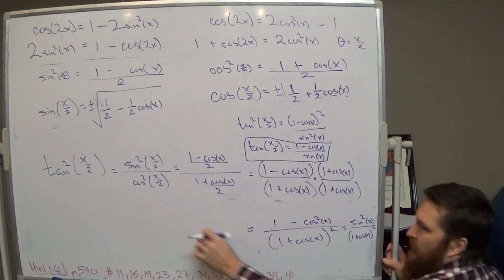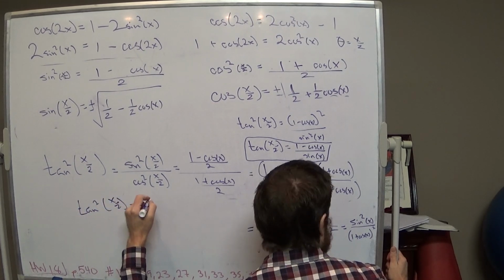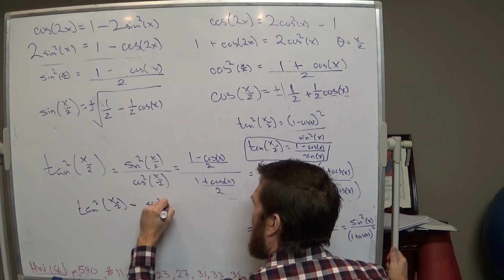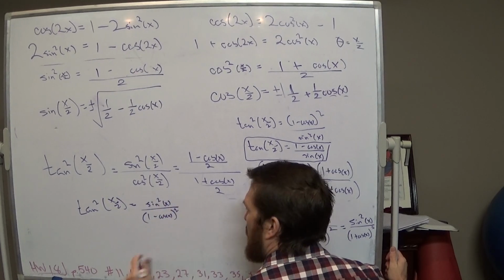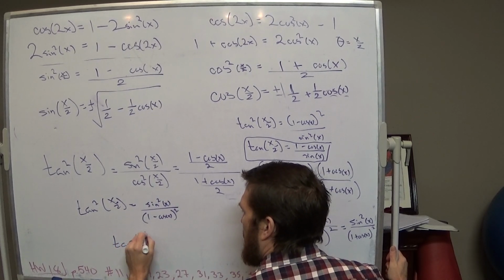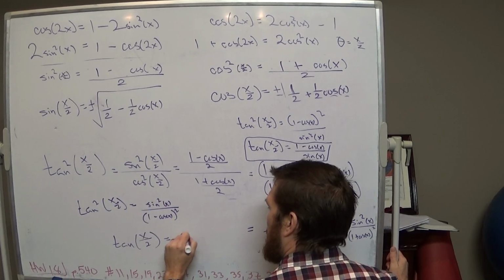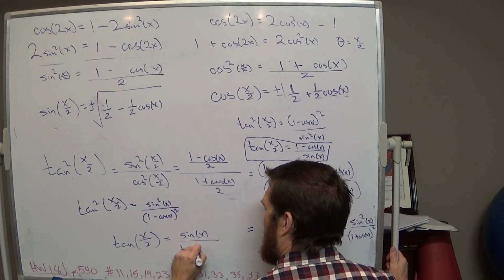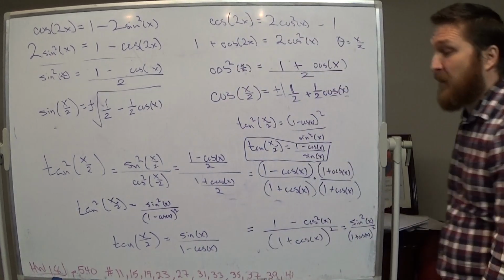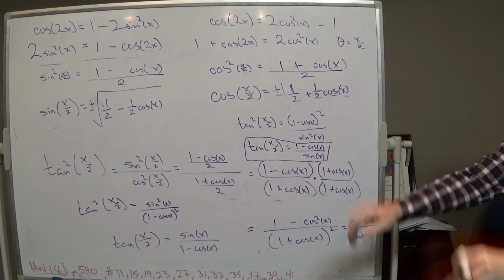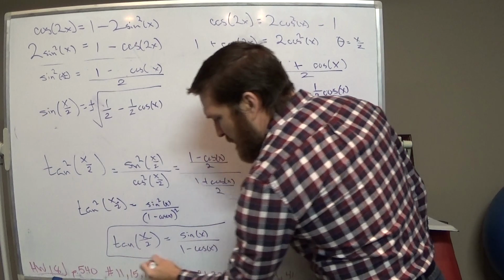Because what we have here is tan squared x over 2 is equal to sine squared x over 1 minus cosine x quantity squared. So when you take a square root of both sides, you get tan x over 2 is equal to plus or minus the square root of that, which just turns out to be sine x over 1 minus cosine x. But then it turns out that you can actually drop the plus or minus, because whenever one's positive, the other one's positive. Whenever one's negative, the other one's always negative. It does work out.